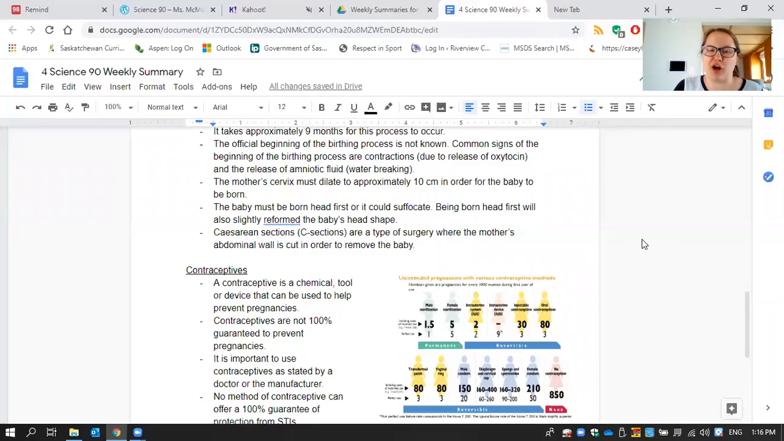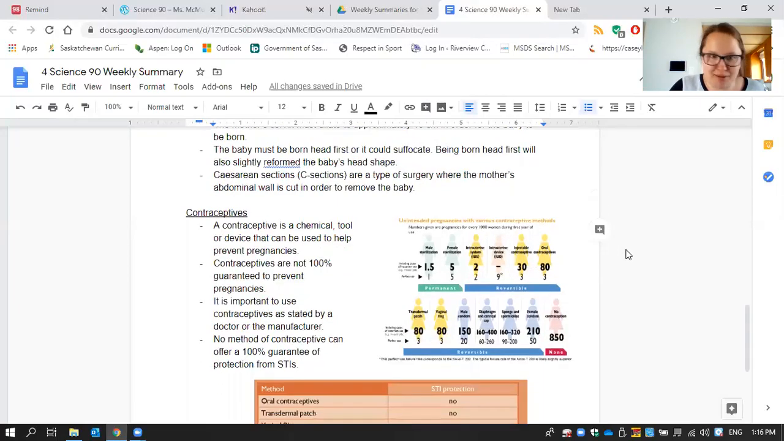There could also be some other complications, but those are the two main ones we're going to talk about. So if the baby is breech, or something else is happening where you cannot go through a natural childbirth, there is the option of a cesarean section, which is a C-section. This is a type of surgery where a doctor cuts into the female's abdominal wall and removes the baby that way, rather than pushing it out through the female reproductive system.